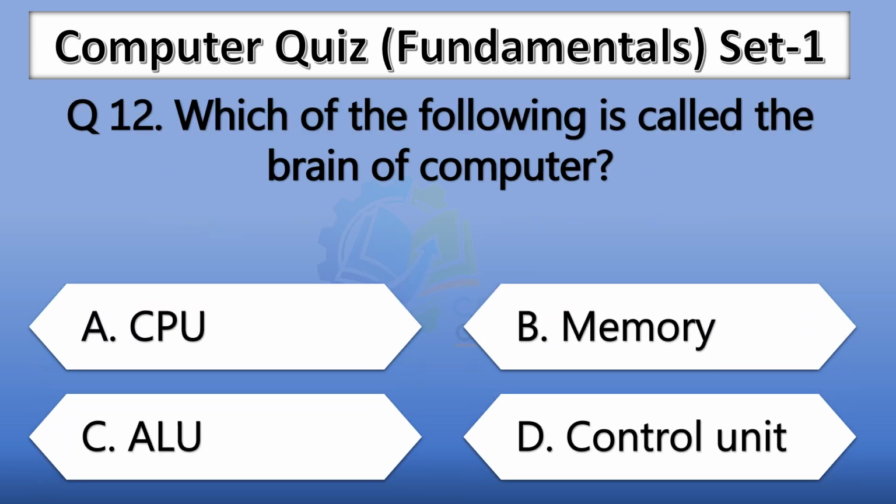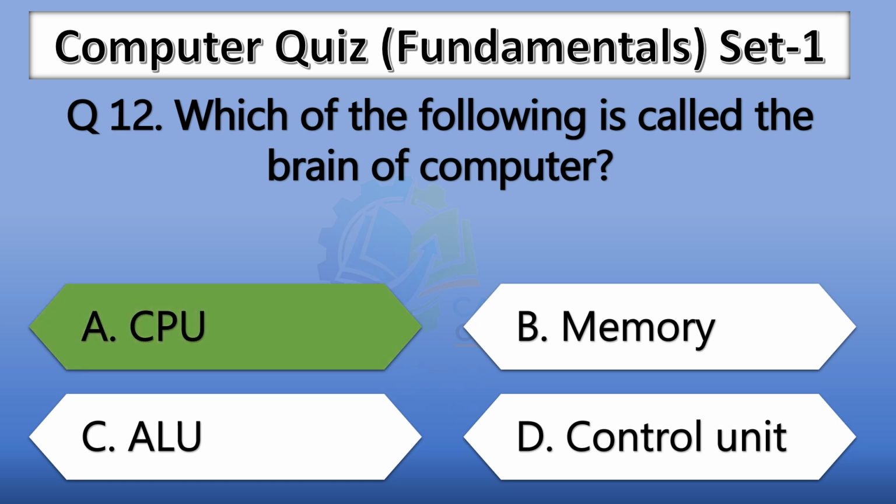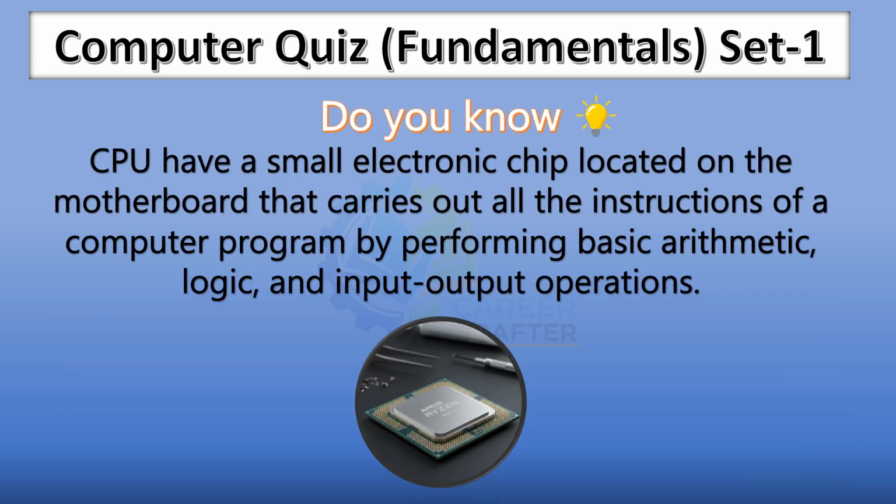Which of the following is called the brain of computer? The options are CPU, memory, ALU or control unit. The correct option is CPU. Do you know, CPU is a small electronic chip located on the motherboard that carries out all the instructions of a computer program by performing basic arithmetic, logic and input-output operations?